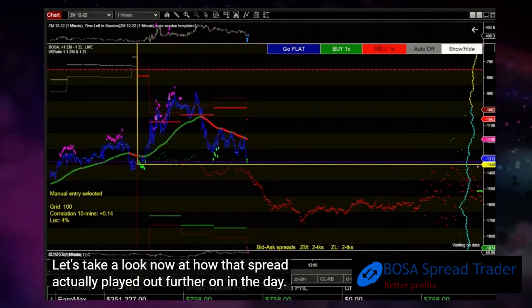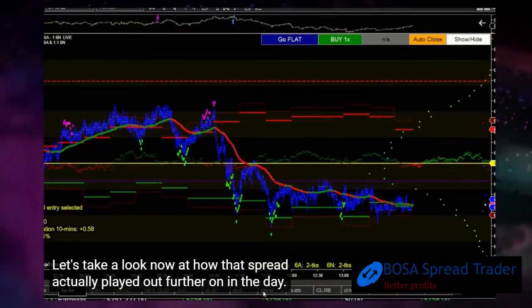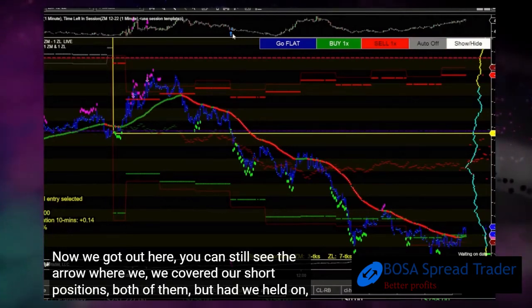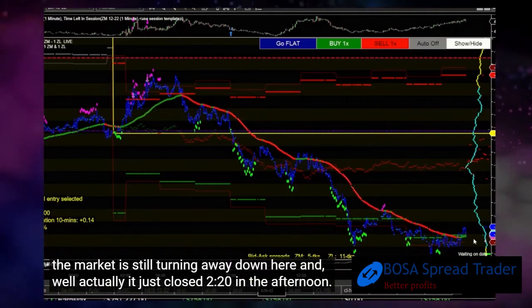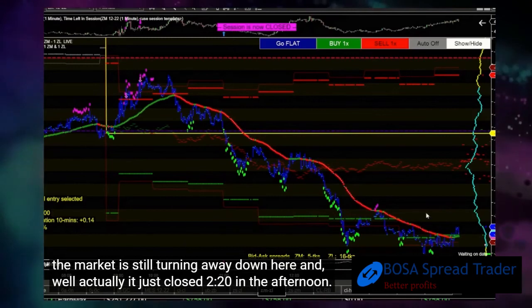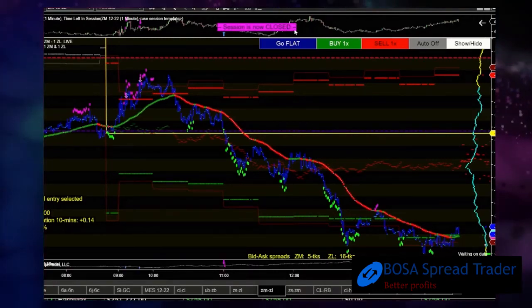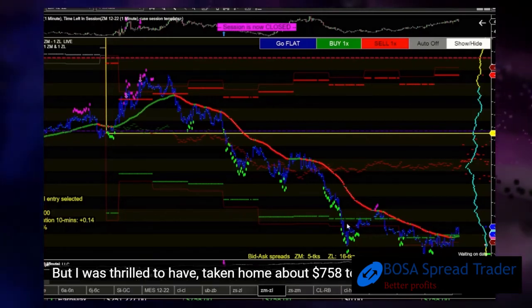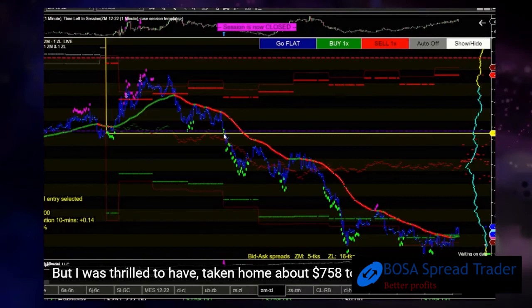Let's take a look now at how that spread actually played out further on in the day. Now we got out here. You can still see the arrow. We covered our short positions, both of them. But had we held on, the market is still churning away down here. And well, actually it just closed, 2:20 in the afternoon or so. The market is just closed. And we had a beautiful day. Had I held on to it, it would have been better. But I was thrilled to have taken home about $758 today.